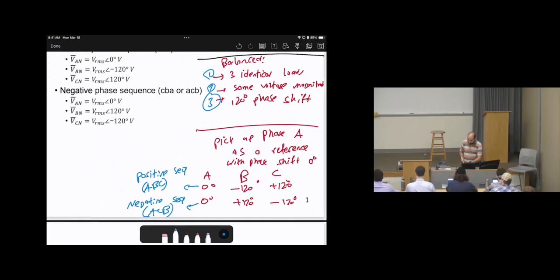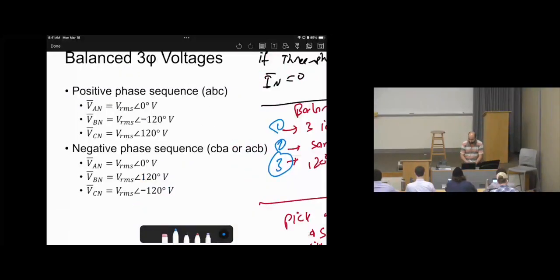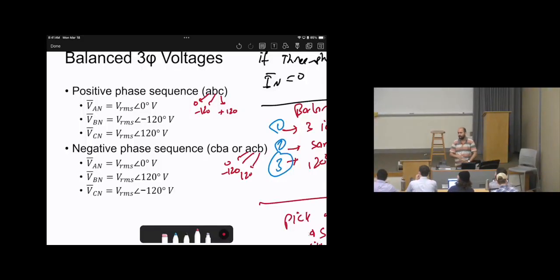So let's look at the notes written here. We have positive sequence ABC, negative sequence ACB. I prefer to use ACB, not CBA. How can I memorize this? By looking at the angle. You can imagine this is with angle 0, this is negative 120, this is positive 120. This is angle 0, this is negative 120, this is positive 120. Okay? ABC, ACB.